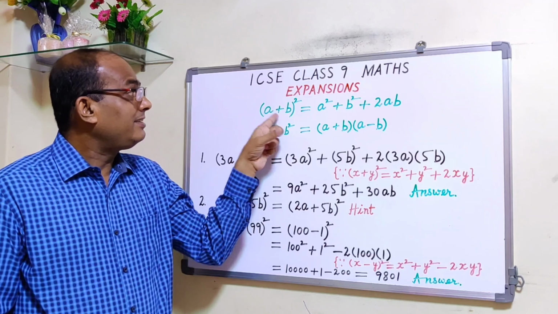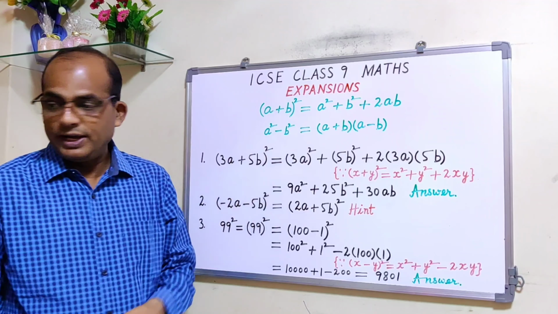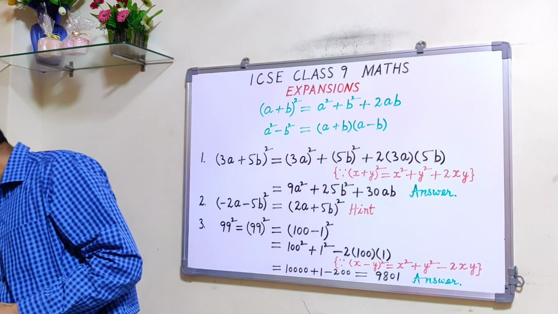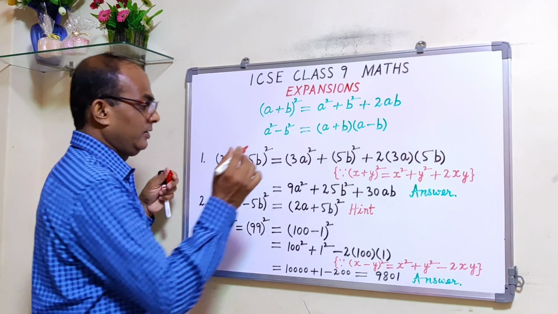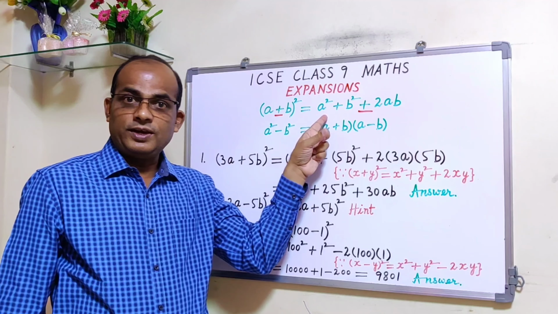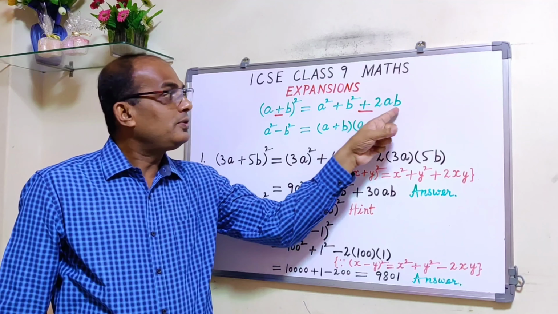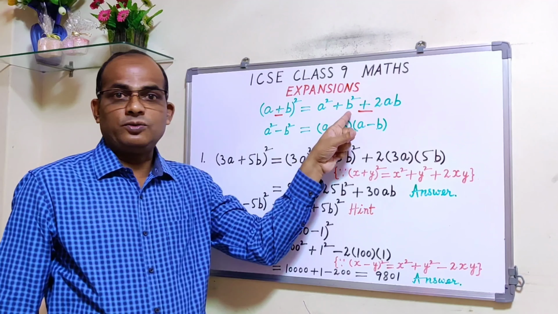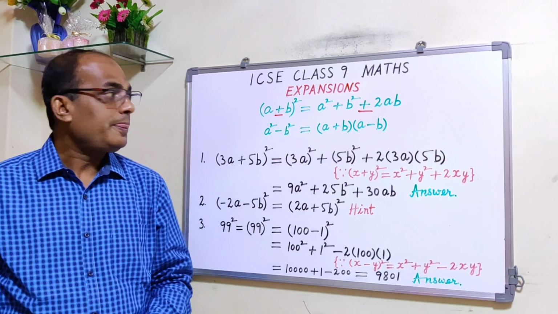If you take minus here, that means a minus b whole square, then you can write down a minus b whole square is equal to a square plus b square and then minus 2ab. Or a minus b whole square is equal to a square minus 2ab plus b square. Either way it is okay.